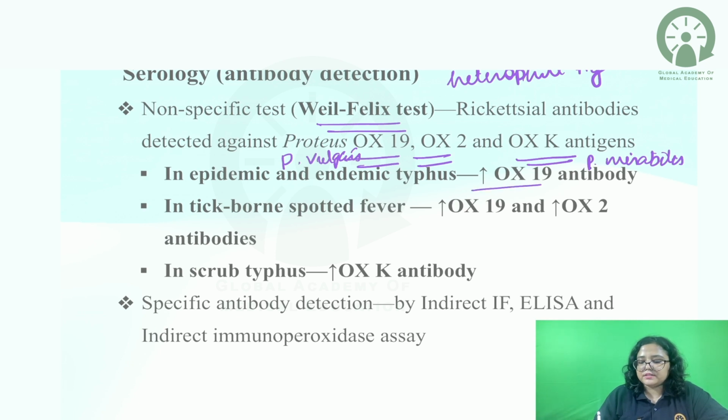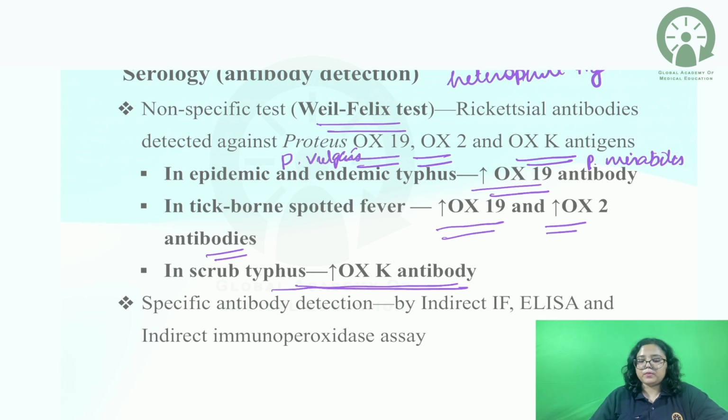is only a rise in the OX19 antibody. In tick-borne spotted fever, which is Rocky Mountain spotted fever, Indian tick typhus, Rickettsia africae, we have both increased OX19 and OX2 antibodies, and in scrub typhus, we have increased OXK antibody. So this was about the Weil-Felix test.